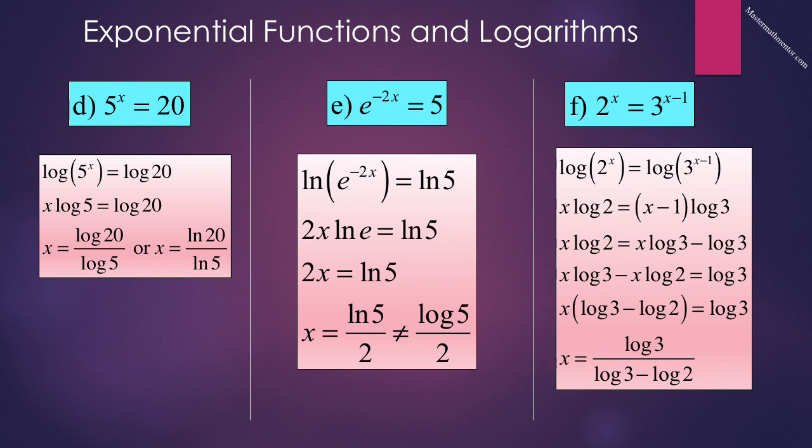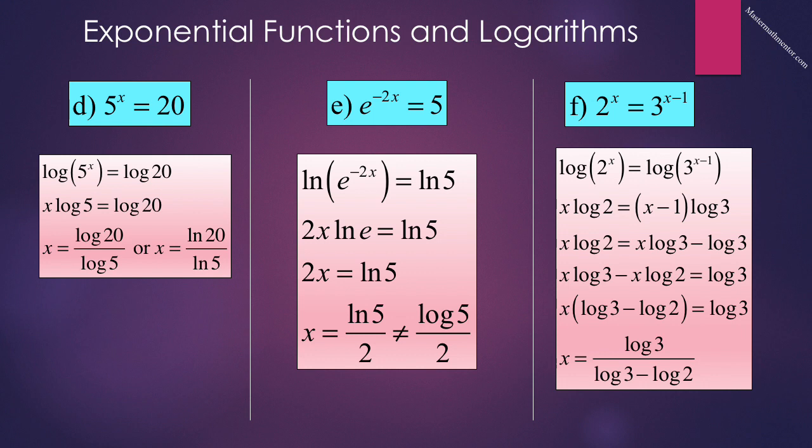Getting the x's to one side, we get x log 3 minus x log 2 is equal to log 3. Factoring, we get x times the quantity log 3 minus log 2 is equal to log 3. And our final answer is x is equal to log 3 over log 3 minus log 2.